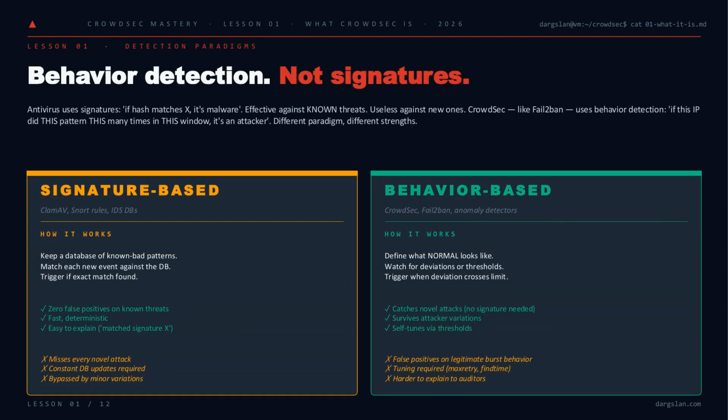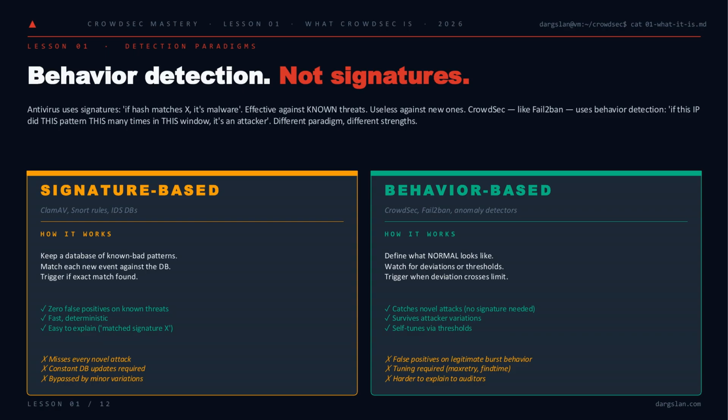Now the second thread running through this whole course. CrowdSec doesn't do signatures, it does behavior. Think of it this way. Your antivirus matches file hashes against a database of known bad. Fast, deterministic, 0 false positives on what it knows, and completely blind to anything new.